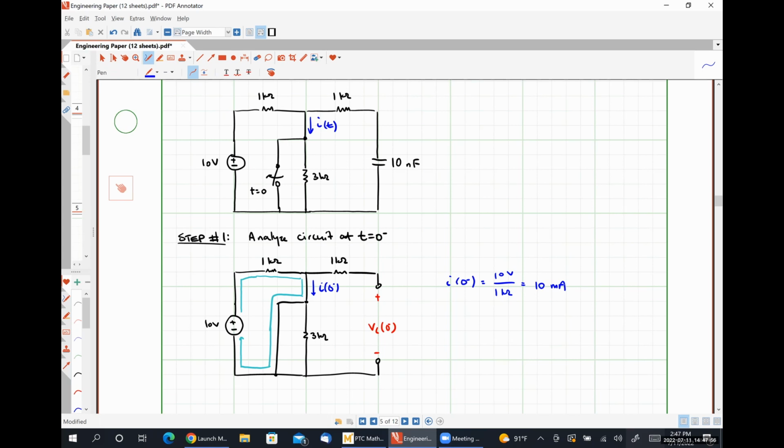All right, nobody's volunteering anything, so let's talk our way through it. What's the voltage drop over the 3 kilo ohm resistor? Anybody have any thoughts about that?